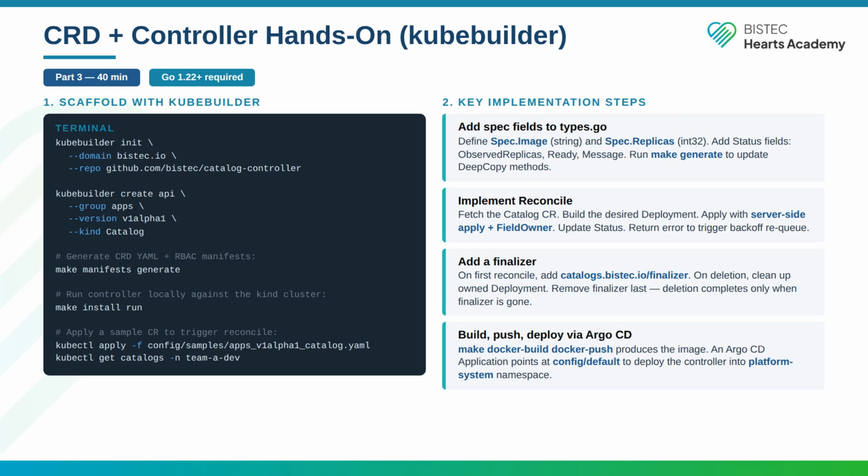Fourth, create a sample catalog custom resource in the app's dev directory and watch the controller reconcile it into a deployment. A common mistake during this step is forgetting to add RBAC markers in the controller source code. The markers are Go comments prefixed with plus kubectl RBAC that kubectl reads to generate the cluster role. Without them, make manifests produces a controller with no permissions, and the reconciler logs forbidden errors on every attempt.